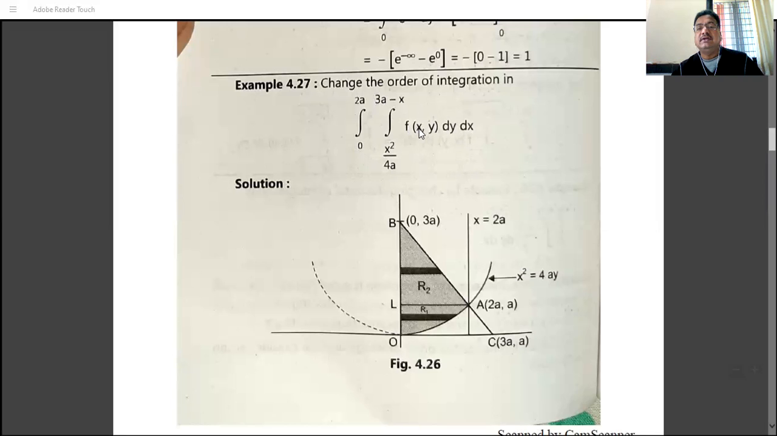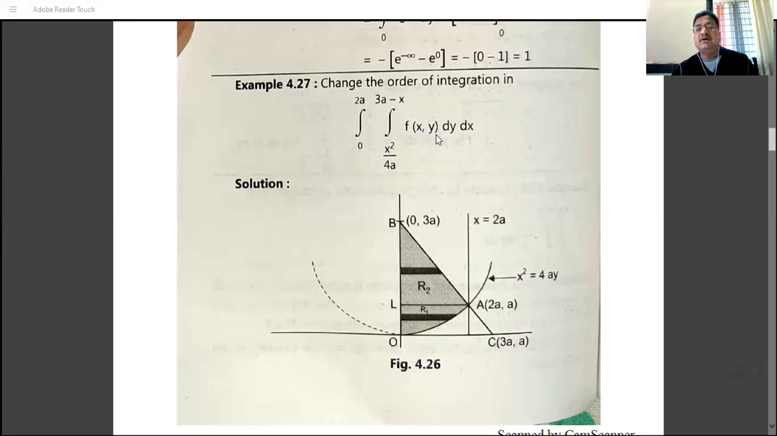Particular function is not given, because in order to change the order of integration, the function is not necessary. The integrand is not necessary. So just we have to change the order, and this is the limit in terms of x, means this is on y. So y runs from this to this, and x runs from this to this. That is, integration is here with respect to y first, and then with respect to x.